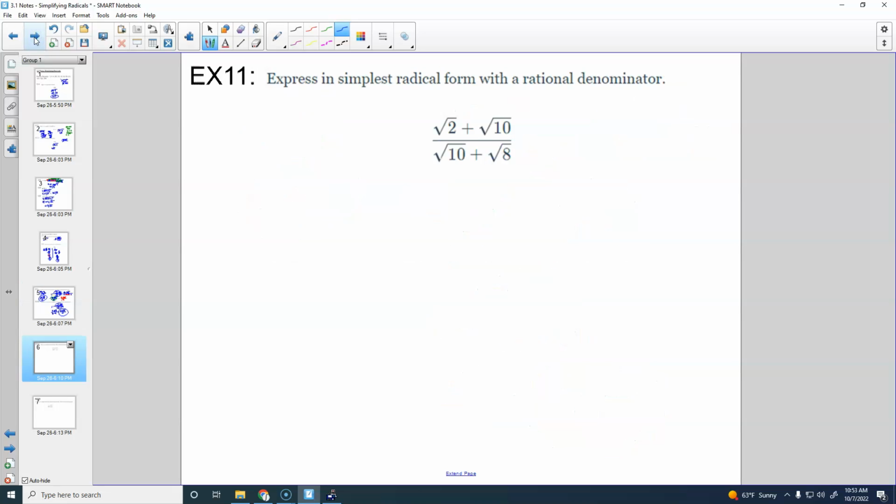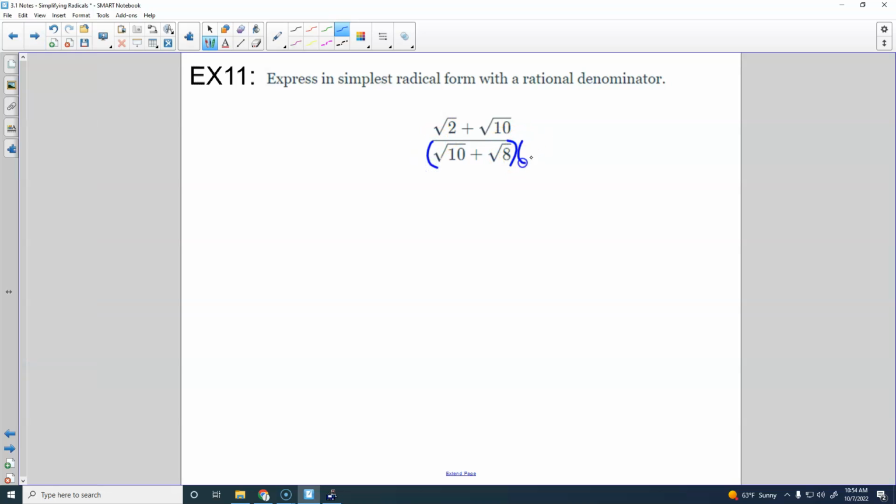Okay, we got a couple more. This one's a little crazy because this one has all square roots. It is the denominator that you want to rationalize. So you are multiplying by the square root of 10 minus the square root of 8. Notice that I am putting both the numerator and the denominator in parentheses because we are multiplying the whole numerator and the whole denominator by this square root of 10 minus square root of 8.